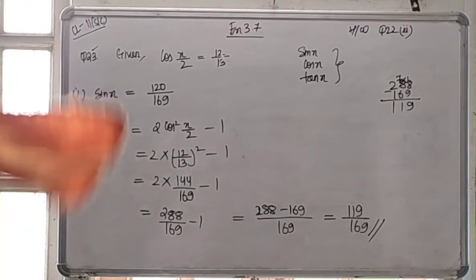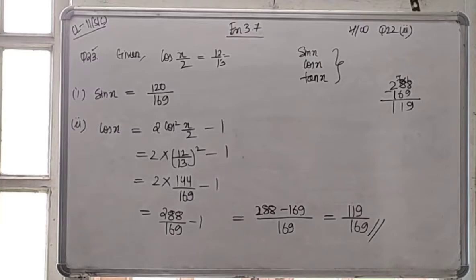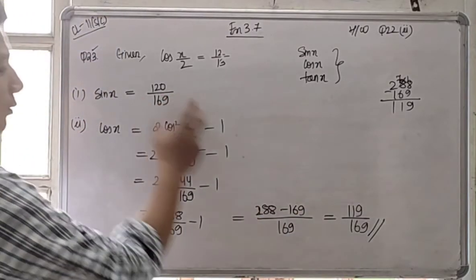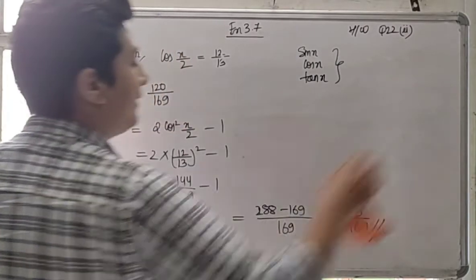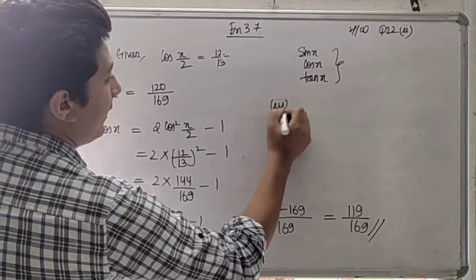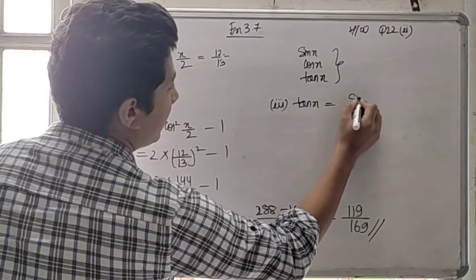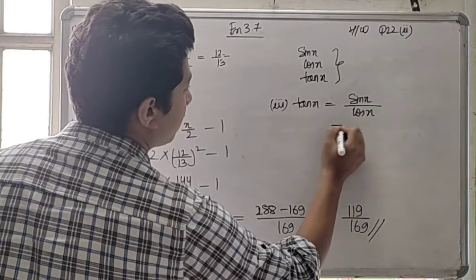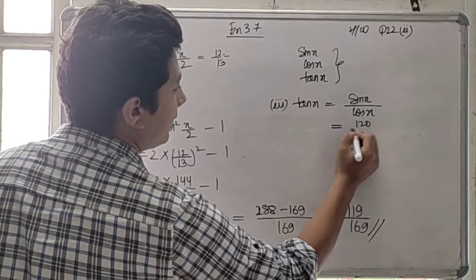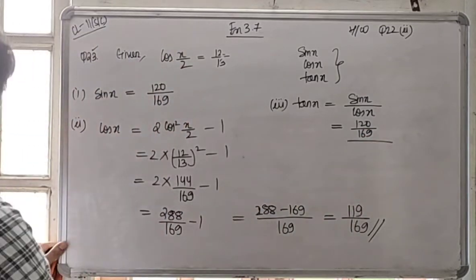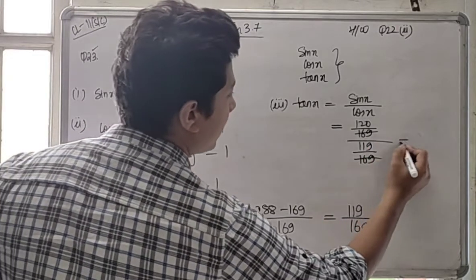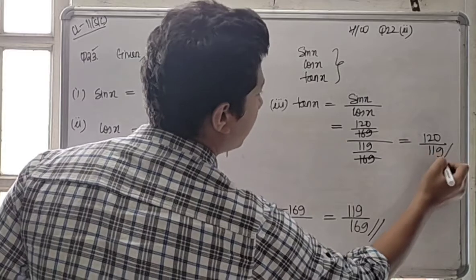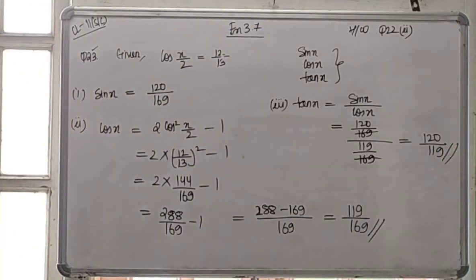Okay, so I got sin x, I got cos x. Now I need to find tan x. I hope you are clear till here. Sin x is this, cos x is this. So now we need to find tan x. Please pause the video and note down. So therefore tan x, that is part 3. We know tan x is sin x divided by cos x. Sin x is 120 by 169 and cos x is 119 by 169. So both the denominators get cancelled out and I get 120 by 119, which is your tan x. Please pause the video and note down till here.